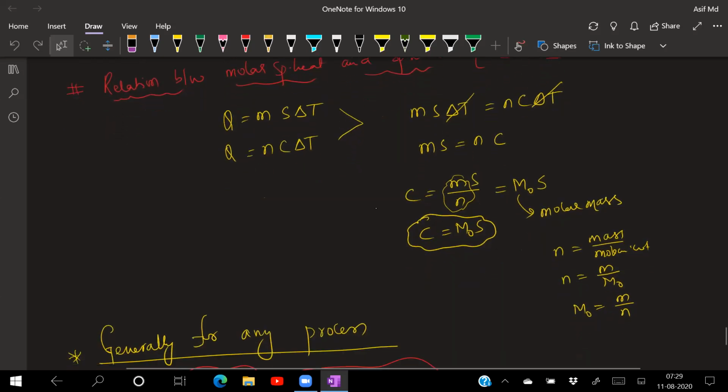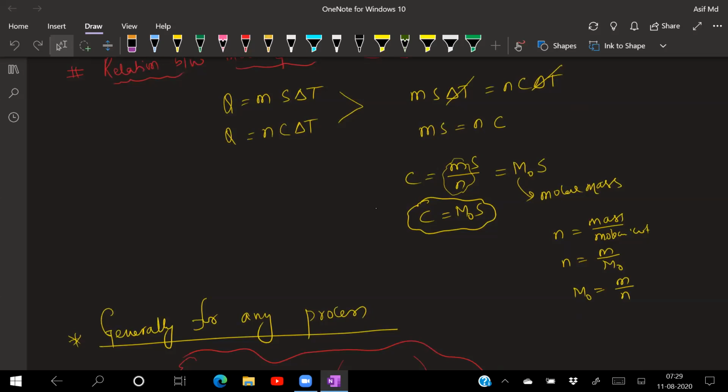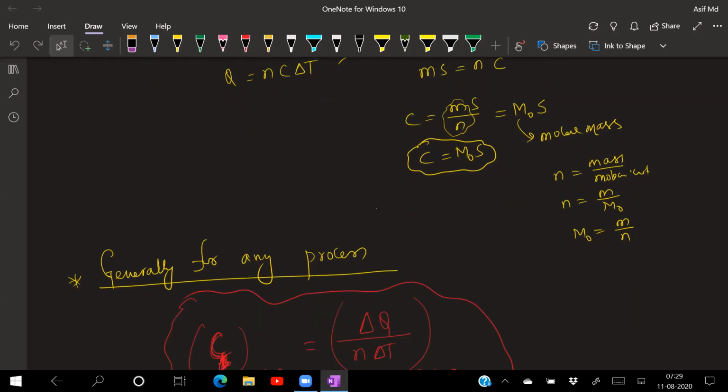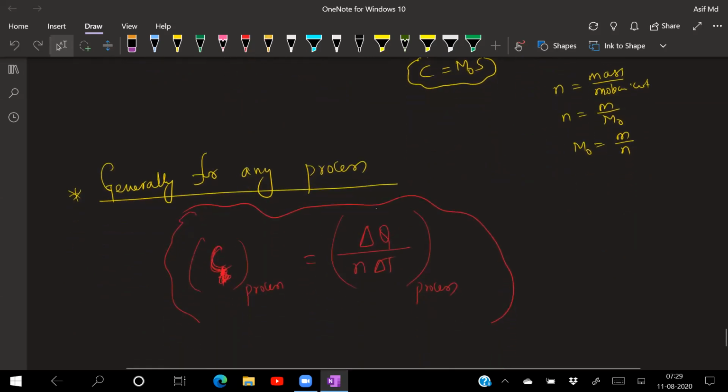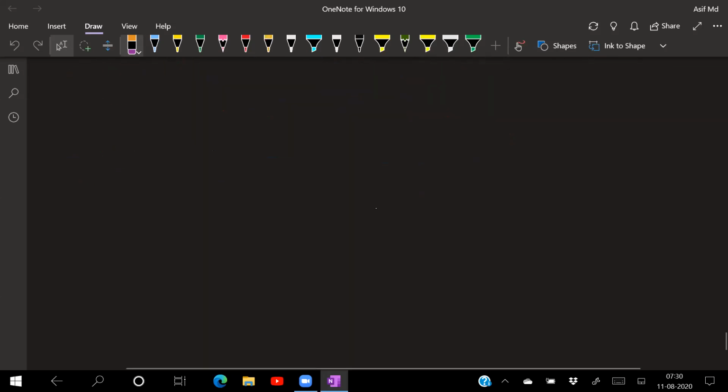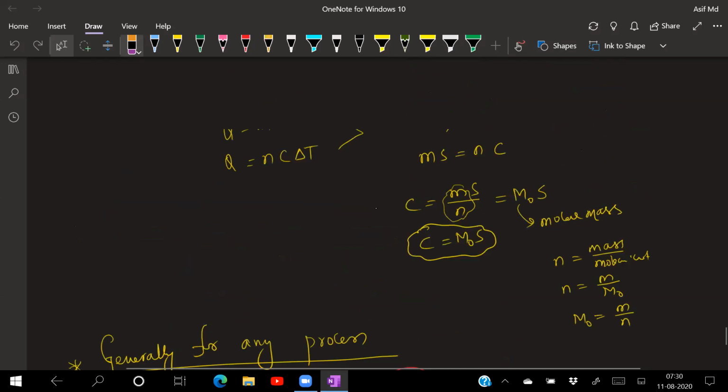So how do you calculate the value of n? n is equal to mass by molecular weight. So n is equal to small m by capital M naught, or M naught is equal to mass by number of moles. Now, generally for any process, if I am writing the relation, C will be equal to delta Q by n into delta T for that given process.